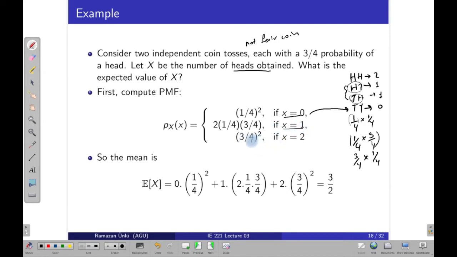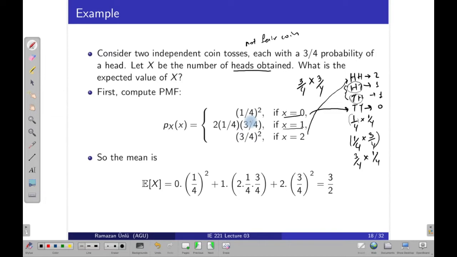And the last one is getting 2 heads. In this case, x is equal to 2, and this corresponds to this subset. So it's simply 3/4 times 3/4. So this is (3/4) squared.